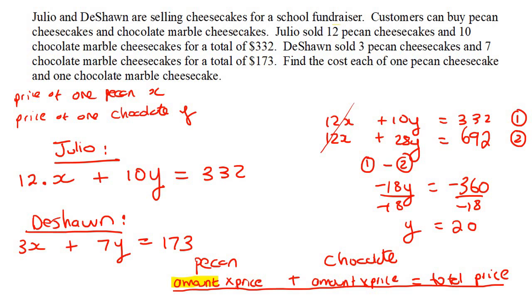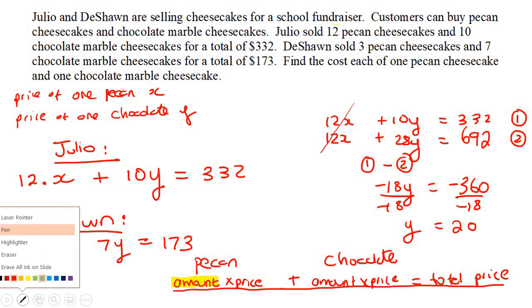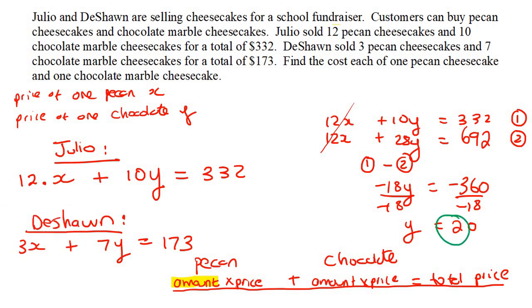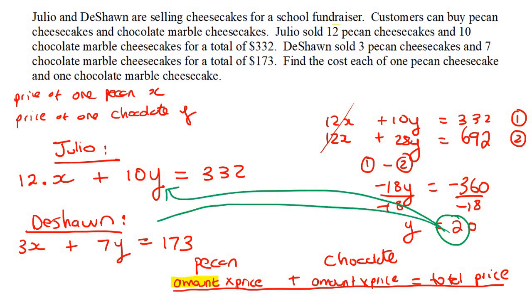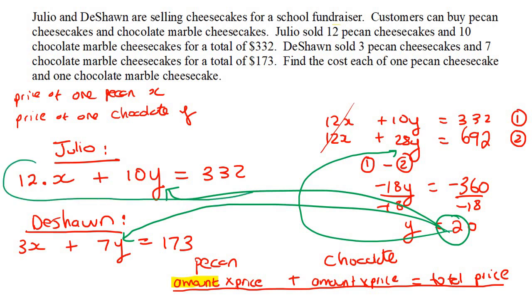Okay, now to get x, you can just take this y of 20 and plug it back in wherever you like. You could substitute it there, you could substitute it there, you could even substitute it into the new equation that you've just made. It does not matter at all. I'm going to use this one over here. Okay, so you're going to end up with 12x.